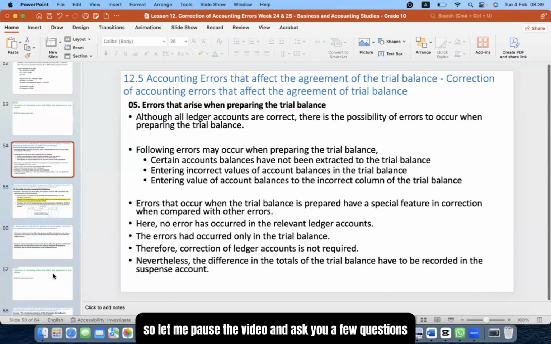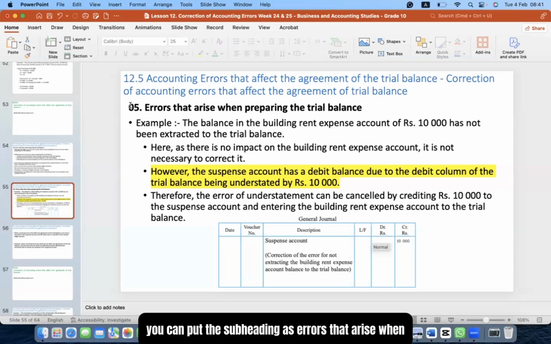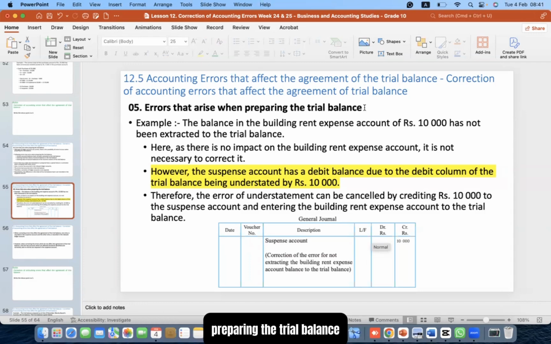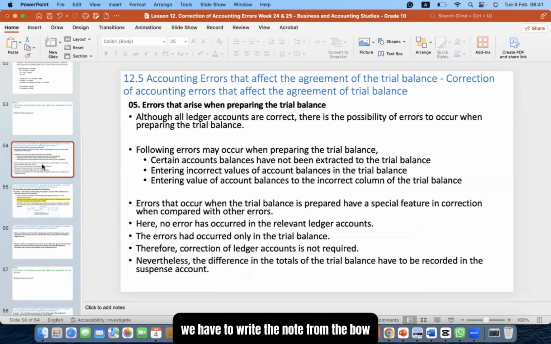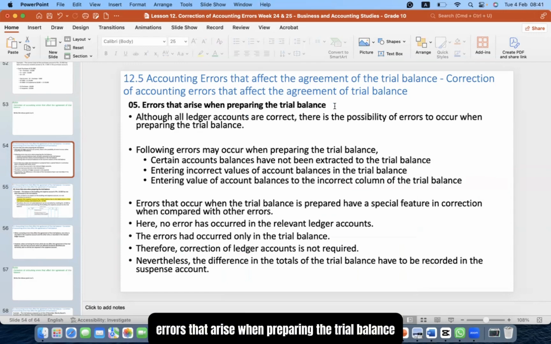So let me pause the video and ask you a few questions. Okay, let's write the note. You can put the subheading as errors that arise when preparing the trial balance. We have to write the note from the above point itself.